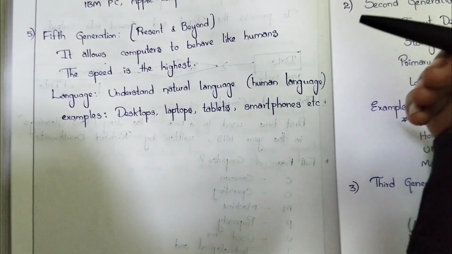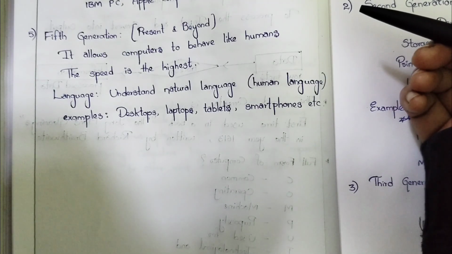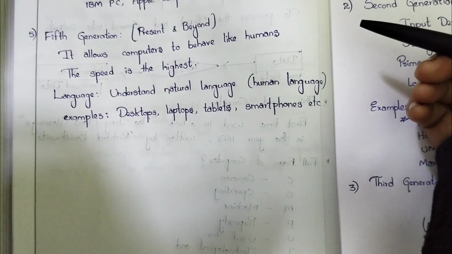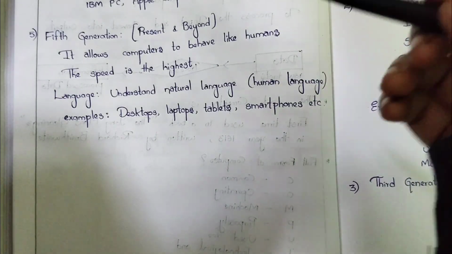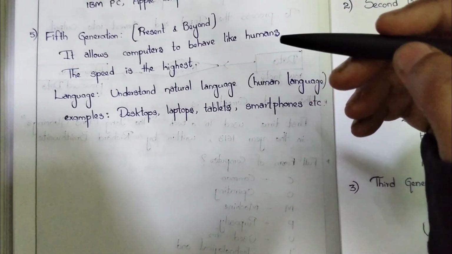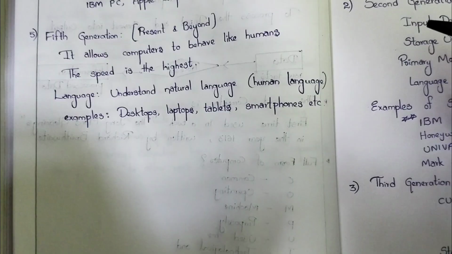In fifth generation, what fifth generation computers made is that it allows computers to behave like humans. So we are talking about artificial intelligence here. The speed is the highest. The fifth generation computers have the highest speed, and the language understood by the computers is natural language, that is human language. Let's say the examples, desktops, laptops, your smartphones.